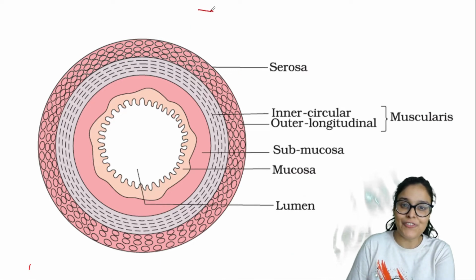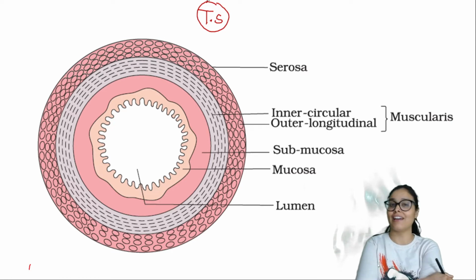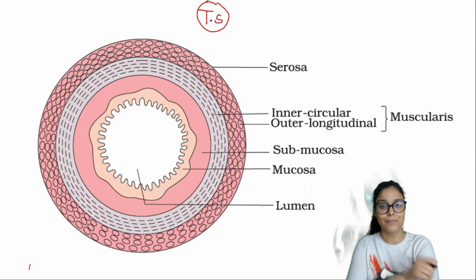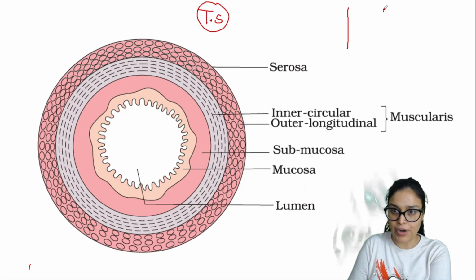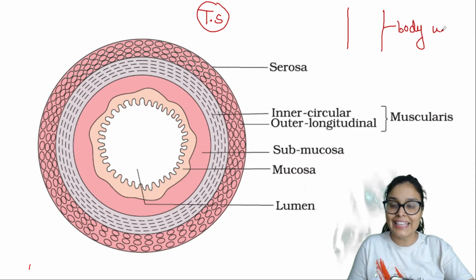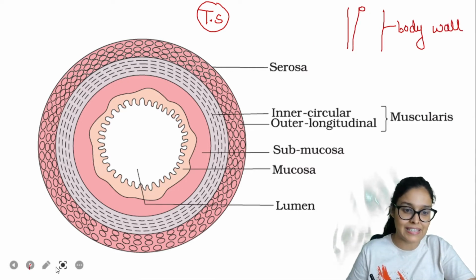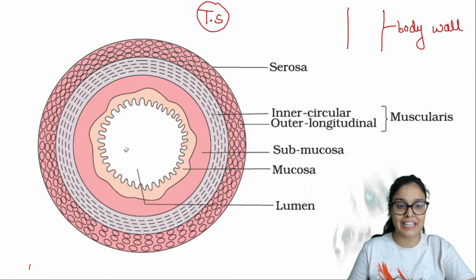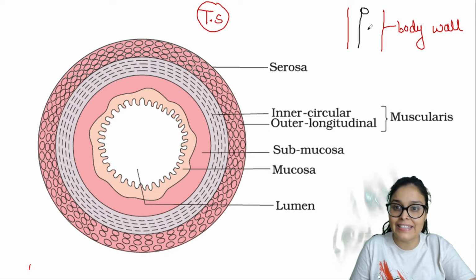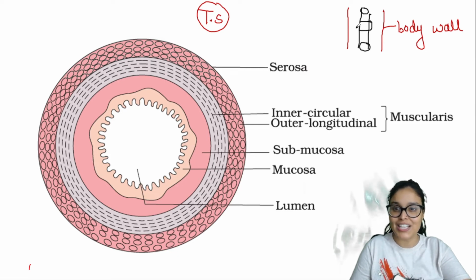So we will be seeing the transverse section of the alimentary canal now. I'll be telling you the transverse section of the whole alimentary canal. So obviously this is our body wall. Suppose we cut our body wall. And inside the body wall, we are having this gut cavity. So that means the body wall is a tube, and inside it there is another tube, which is our alimentary canal, and we will be seeing the transverse section of it.